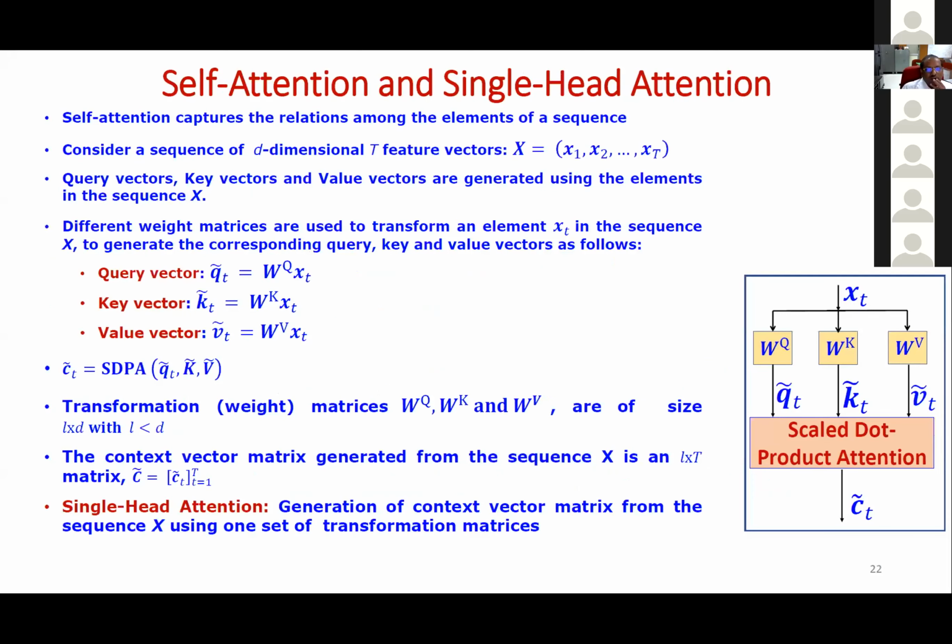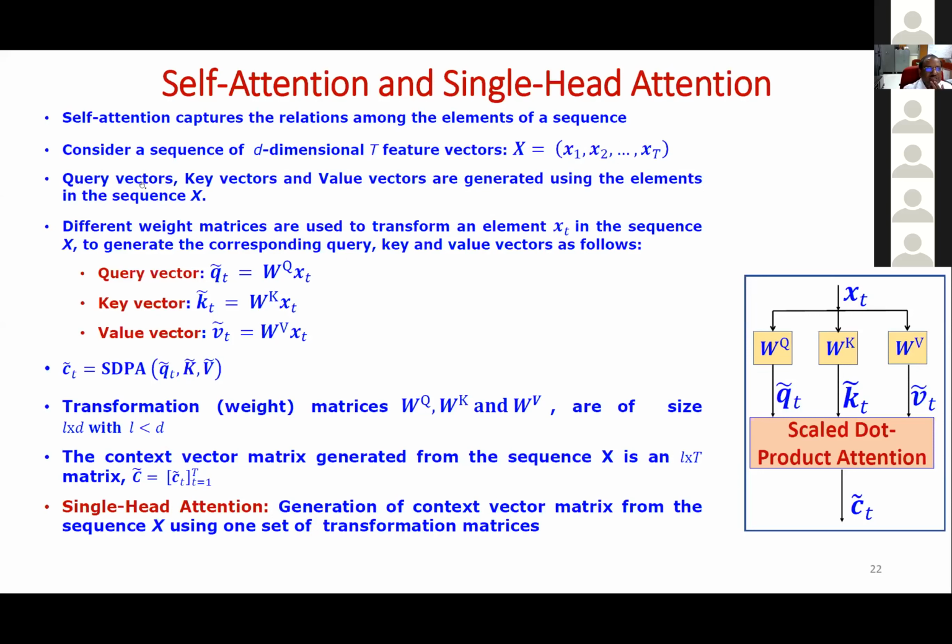Okay. Now we introduce a term called self-attention, where we typically want to capture the relations among the elements of a particular sequence. Let's say I'm talking about the sequence X here, where the elements of the sequence are the d-dimensional feature vectors X1, X2, and so on up to capital T. Again, if I'm talking about the machine translation task, these X1, X2, Xt can be the word-to-vector representations of the words in a sentence.